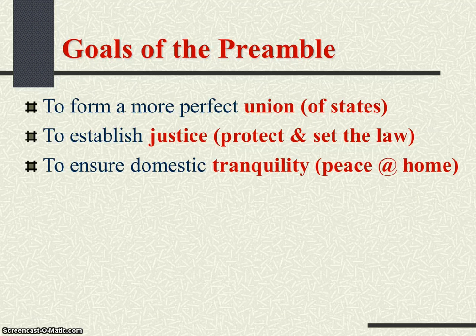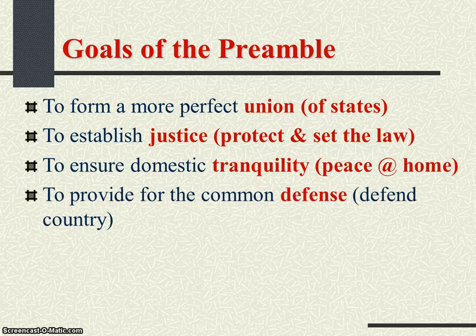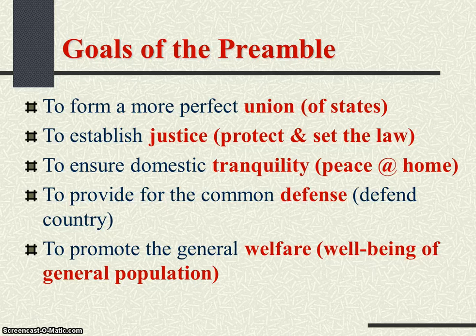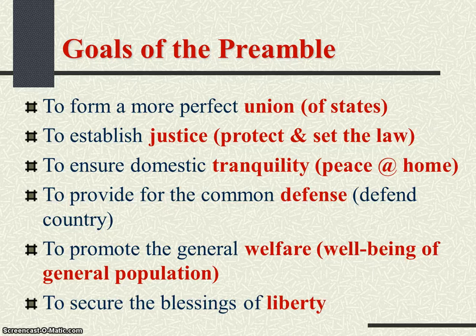To ensure domestic tranquility, tranquility being peace. And domestic, you're talking about peace at home. So peace within the borders of the United States of America. Then your next goal is to provide for the common defense, to defend the country. Then promote the general welfare, so the well-being of the general population. Make sure that things are going well in this new nation. And then finally, to secure the blessings of liberty, so to secure freedom for everyone. These are the goals of the preamble, what they have set out to do with this new Constitution.